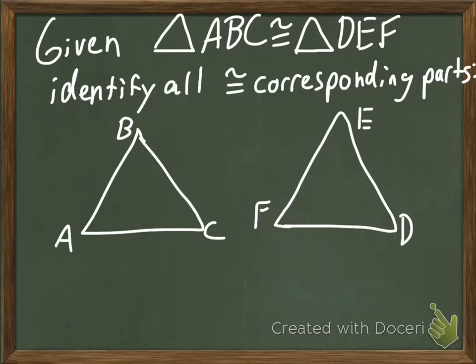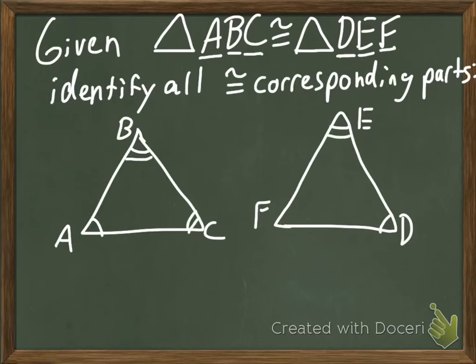And this is where the name of the triangles really makes a difference. The way the triangle's named is how all the sides correspond and how all the angles correspond. So in the name, if we start off with the angles, A is first in the first triangle, D is first in the second triangle. That means A and D correspond. So that means that A is going to be congruent to D. That means that B is going to be congruent to E. And C is going to be congruent to F.